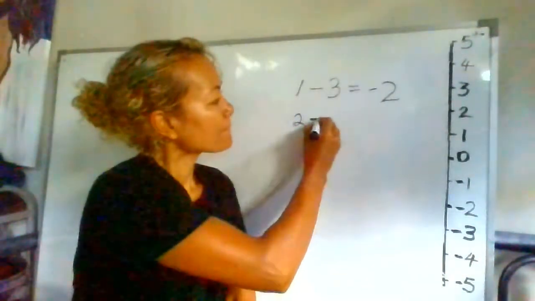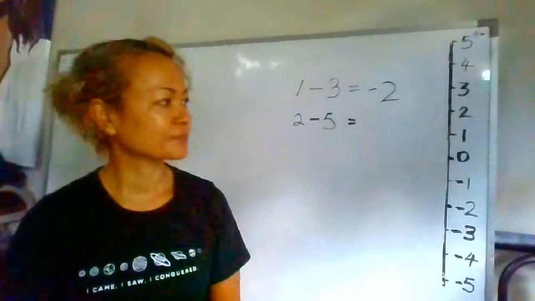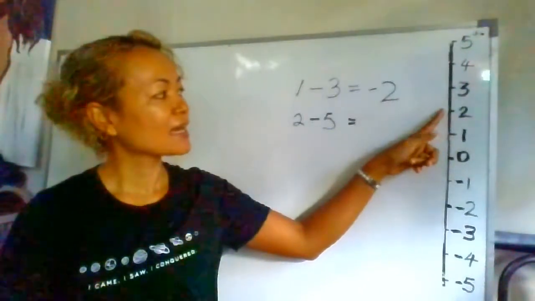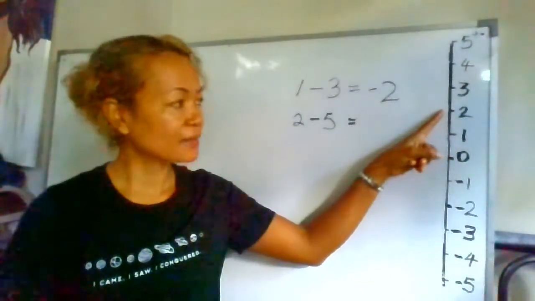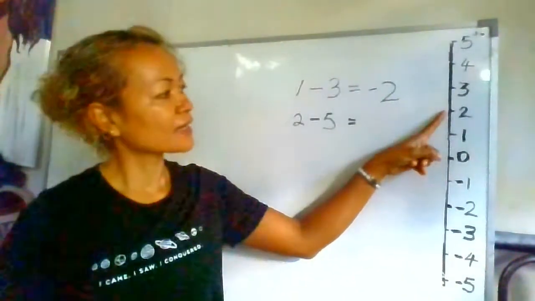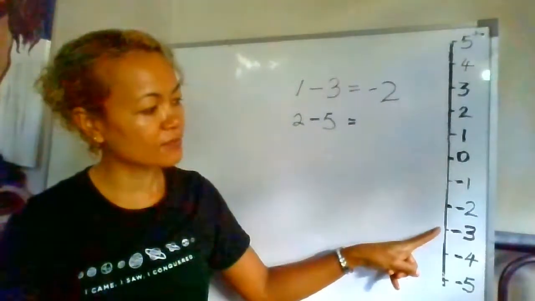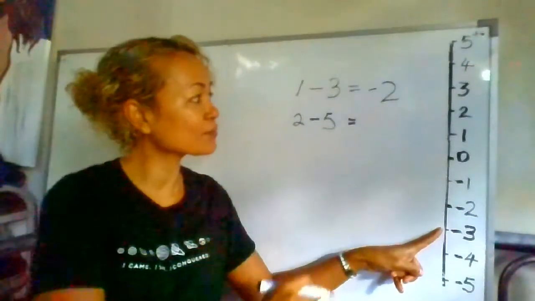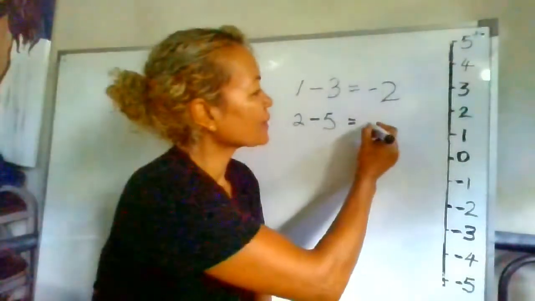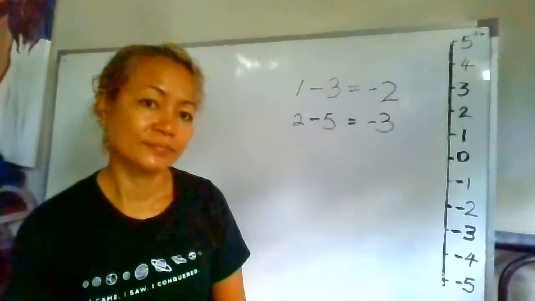2 minus 5 equals. You start with 2, and where do we end up? We minus 5. Minus 5 here. 1, 2, 3, 4, 5. We've gone down 5 because we're minusing, and you end up at minus 3. Okay?